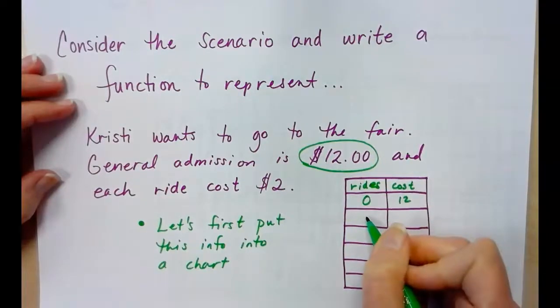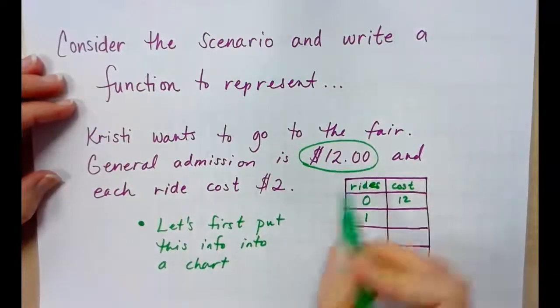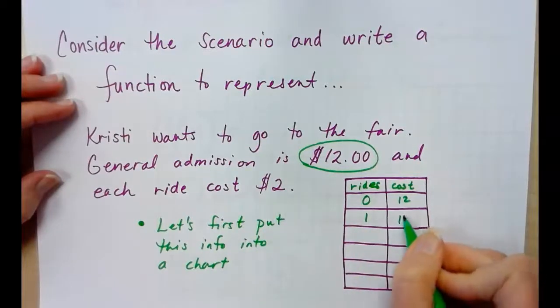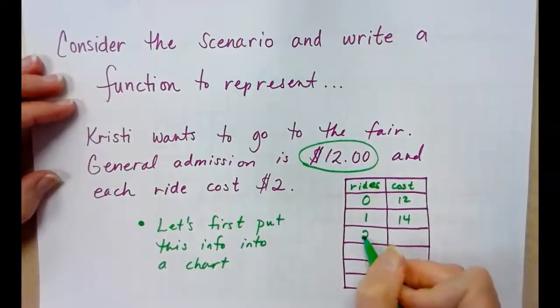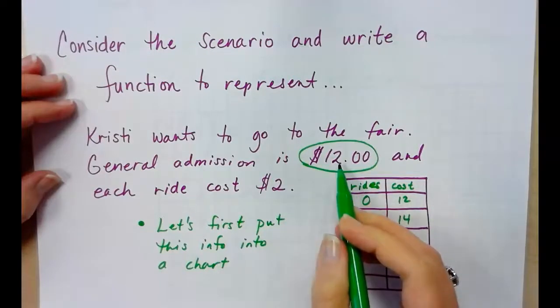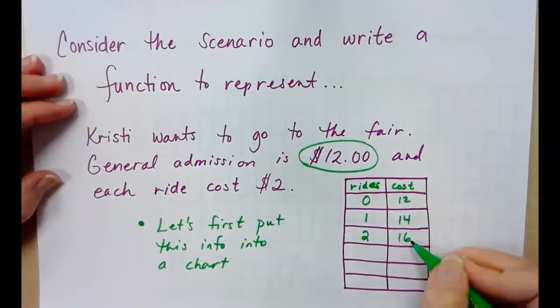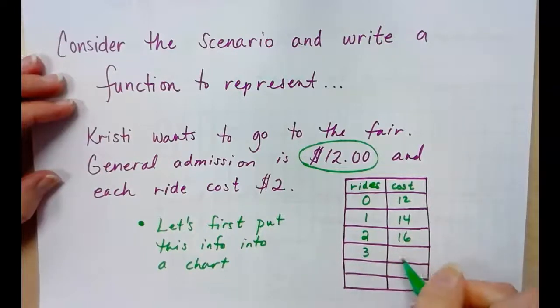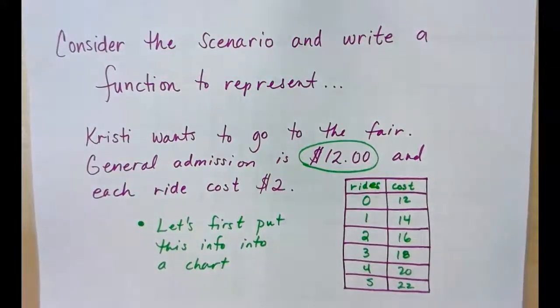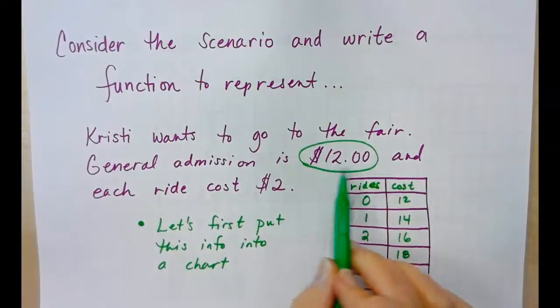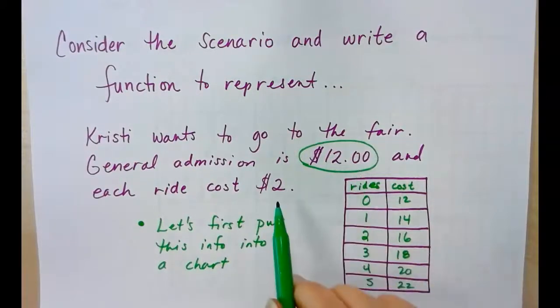So even if Christy rides 0 rides, the cost is still $12. If she rides 1 ride, it's $12 plus $2, which is $14. If she rides 2 rides, that's still $12 plus 2 times 2 is 4, that's $16. So the cost is going up by $2 every time. 3 rides, $18. 4 rides, $20. 5 rides, $22. So this is what's happening in this function. This is a one-time admission fee of $12 and then $2 times every ride.